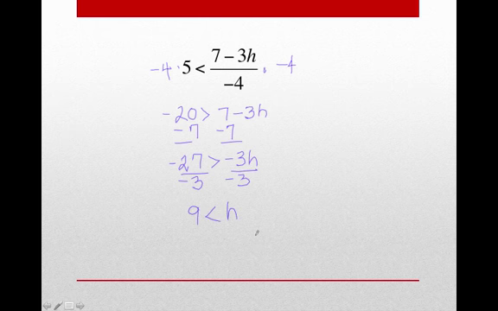Okay, so if I've got h is greater than 9, remember I have to read this backwards, h is greater than 9, my number line will look like this. It's got an open hole on my 9 and then going off to the right because h is greater than 9.